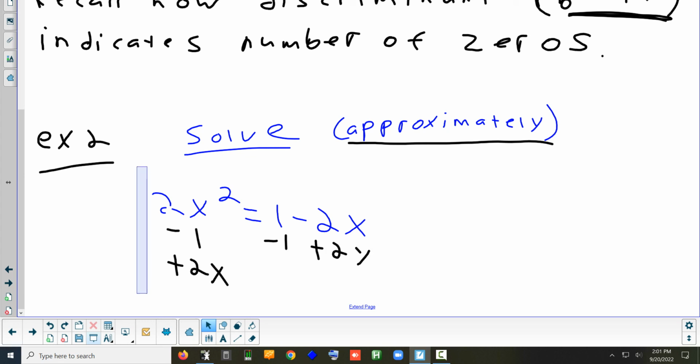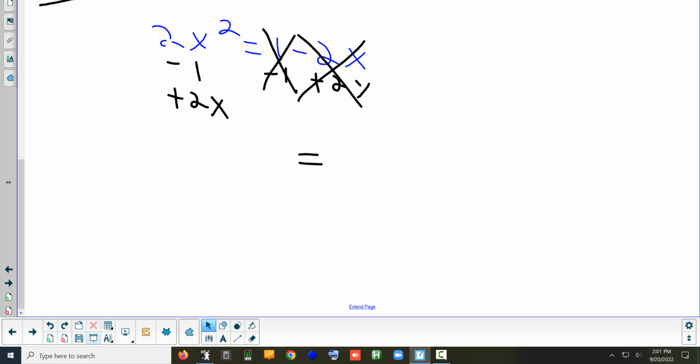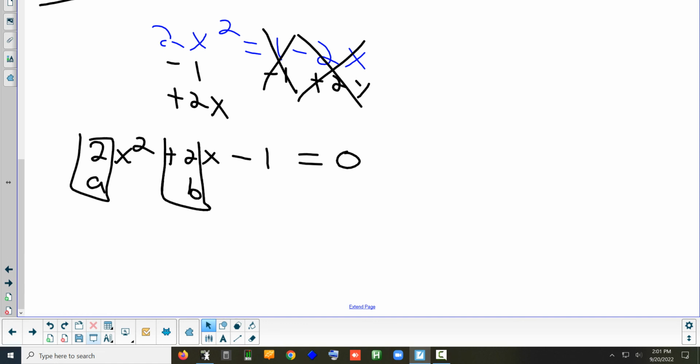So I had everything written vertically here. I'm just going to write it horizontally. That negative 1 plus 1 is gone. Negative 2x plus 2x is gone. So what's on the right-hand side now? 0. That's exactly what we wanted. And on the left, 2x squared. Put the plus 2x next, and the minus 1. Now, this is A, this is B, and this is C. If we were going to use the quadratic formula, that's what I would make sure I know: what's A, what's B, and what's C. But we're not. We're going to graph.